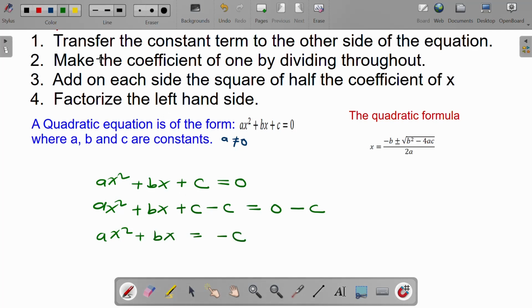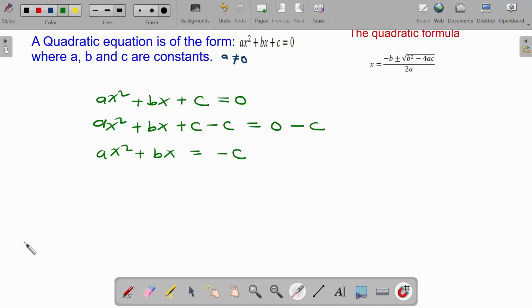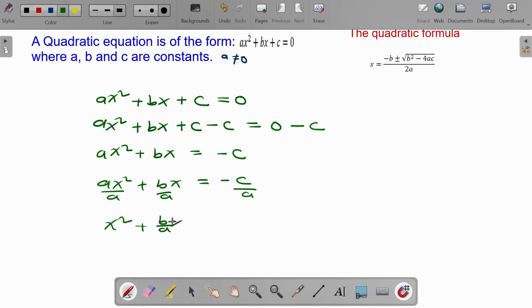Then we move on to the second step. We make the coefficient 1 by dividing throughout. So we are going to make the coefficient of x squared to be 1. We have ax squared plus bx equaling negative c. So we divide through by a, such that we have x squared plus b over a x equals negative c over a. So that's now the third step.